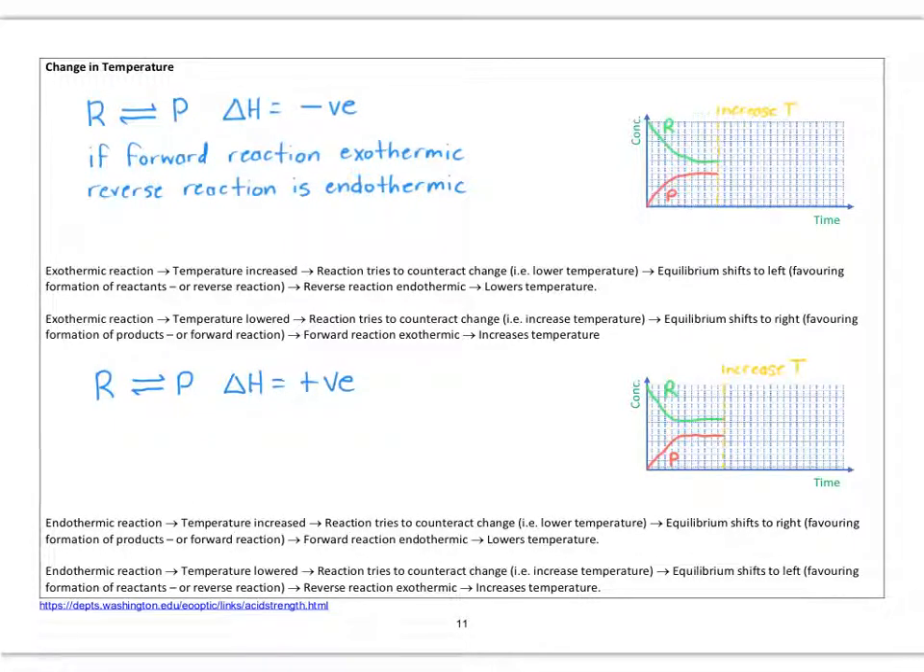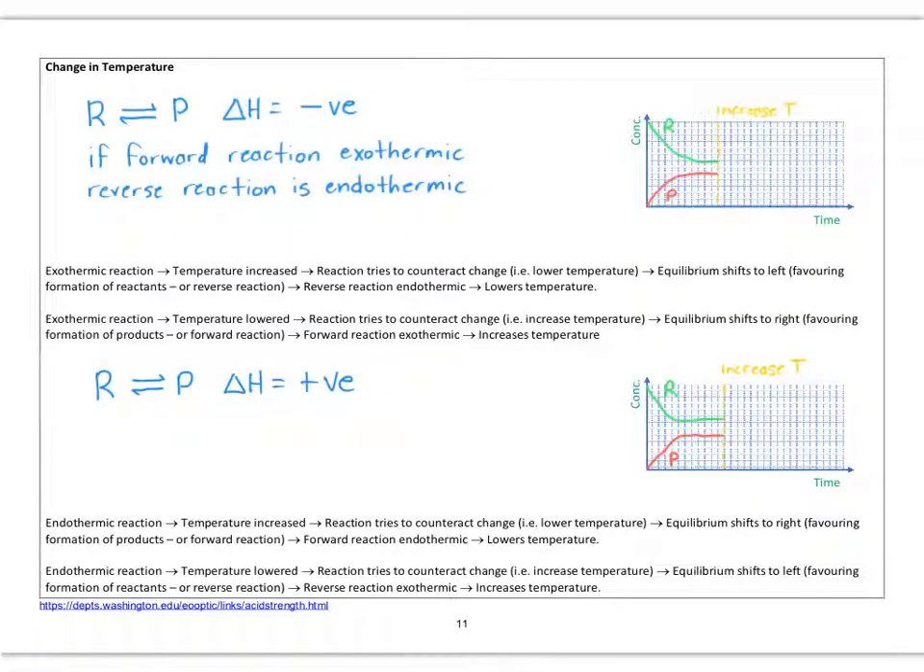Now, if a forward reaction is exothermic in this case, that means that the reverse reaction, so products going to reactants, would be endothermic. So this way would be exothermic, negative enthalpy change, release energy. This way would be endothermic, positive enthalpy change, absorb energy. So what happens if we have an exothermic reaction? The temperature is increased. The reaction tries to counteract the change and lower the temperature. So how's it going to do that? Well, if this reaction goes forward, it releases energy, it gets hotter. So it's going to go backwards. So we're going to get less products, more reactants.